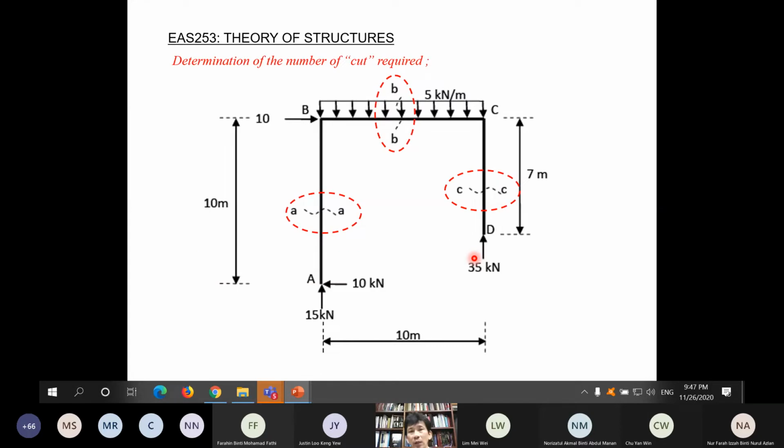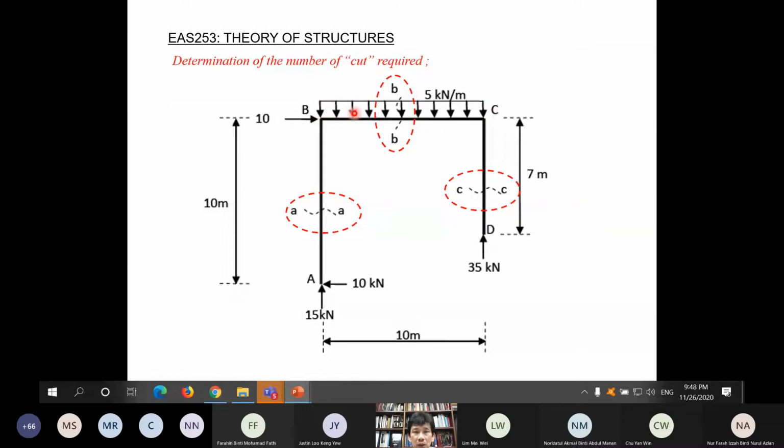So how many cuts do we have to do? The first rule is for each member here, AB, BC, and CD, there are 3 members, at least you have to cut once. And if along that member the load is changing, then you have to cut more than once. For this example, we have AB here, there is no loading, so cutting once is enough. Anywhere you can cut here, as long as it is a section in general representing any section along this member AB. BC has only one loading here, so once.